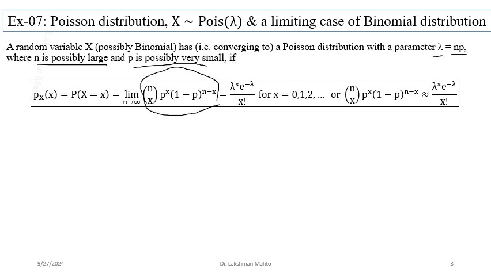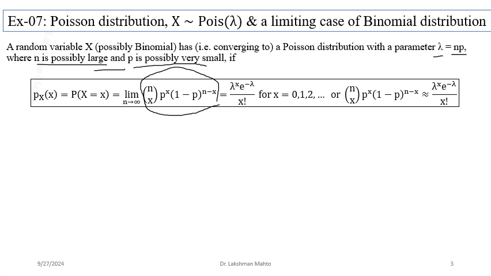If p is very small, what would n be? What is the relation between n and p? Reciprocal relation. n is inversely proportional to p, or p is inversely proportional to n. If p is very small, it means n is very large. So that's where the limit comes in. We have a random variable x whose distribution is defined as a limiting case of the binomial distribution when n is approaching infinity. If n is approaching infinity, where will p approach?